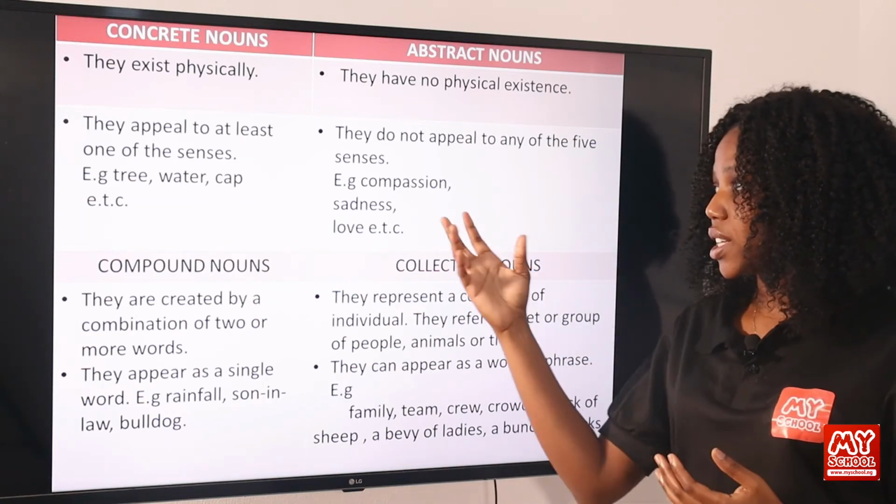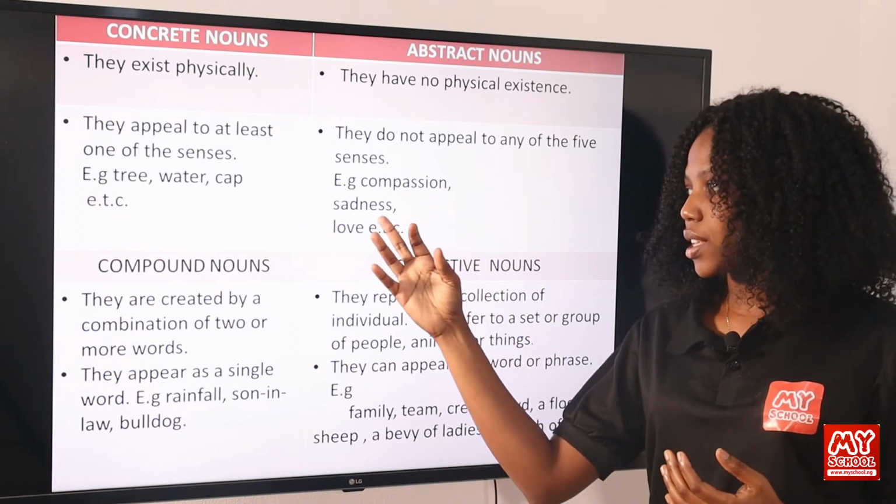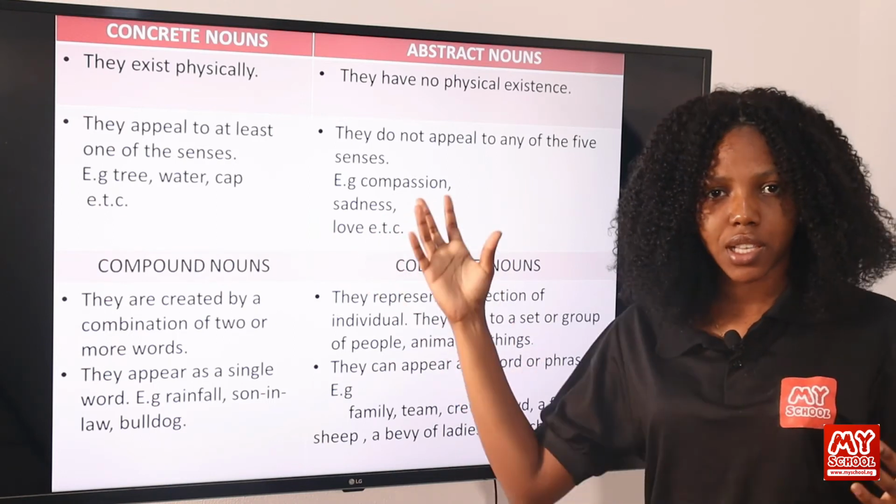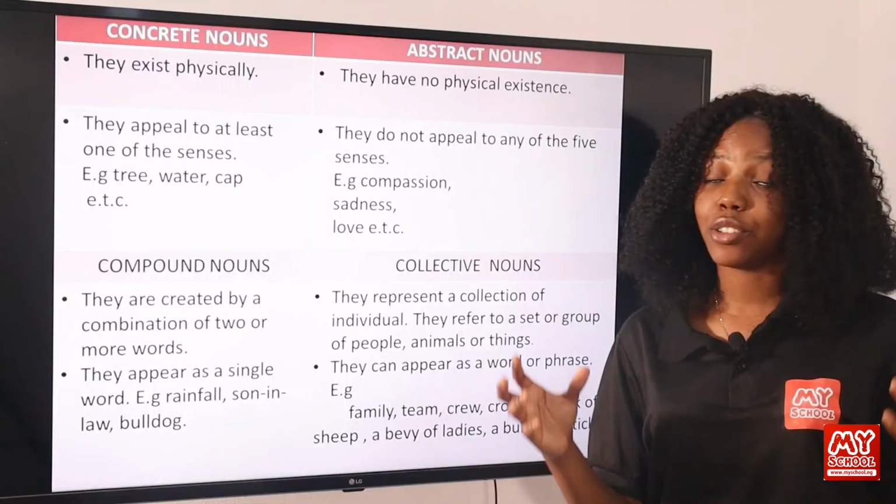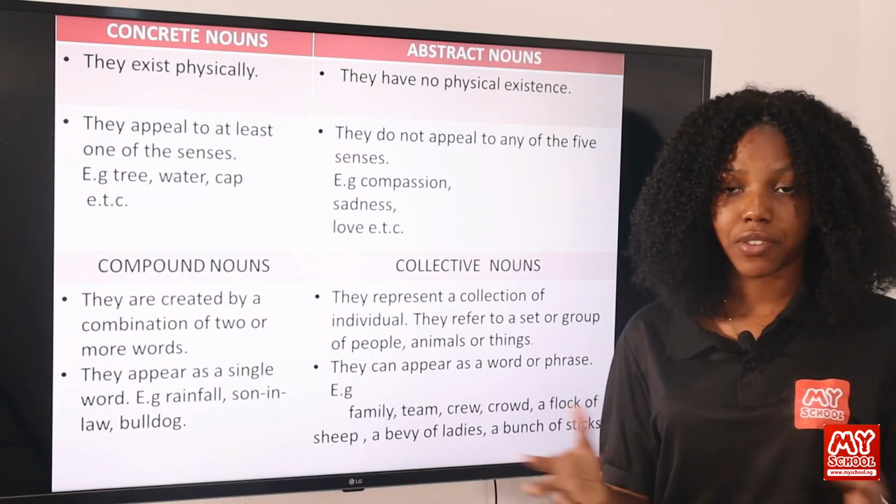Now for abstract nouns, look at the examples: compassion, sadness, love. When you think about these examples, you see that they do not appeal to any of these 5 senses.